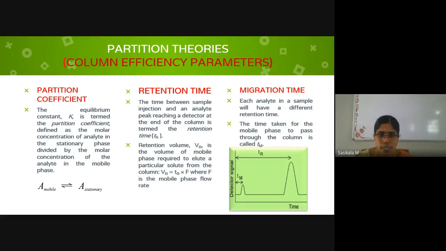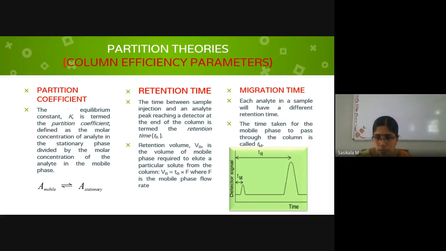Then the next point is retention time. The time between sample injection and an analyte peak reaching a detector at the end of the column is termed the retention time. You can observe that from the point of injection to when the analyte reaches the peak maxima is called retention time. And Tm is the migration time, the time taken for the mobile phase to pass through the column. From here only, actual separation occurs. Retention time must be taken from the first peak to the actual peak maxima, not from the 0 point. By eliminating migration time, you can calculate the exact retention time of the sample.